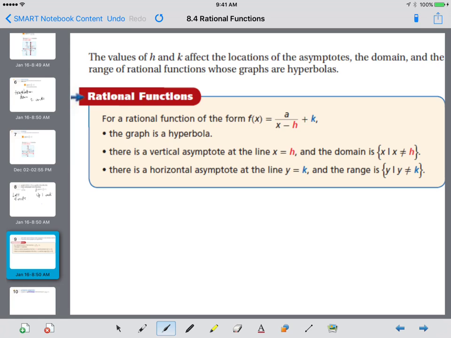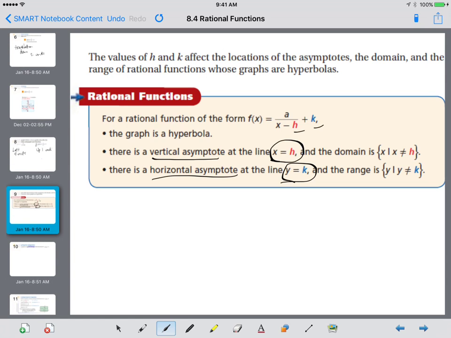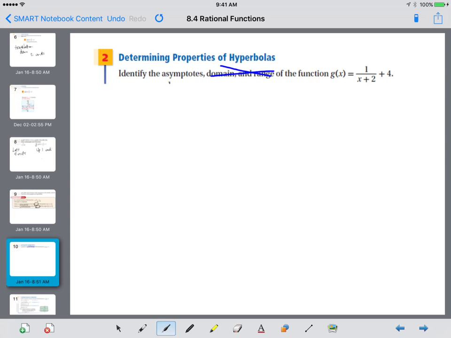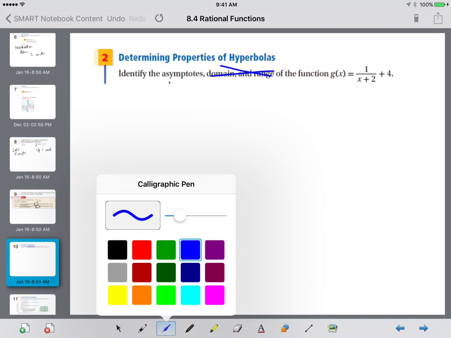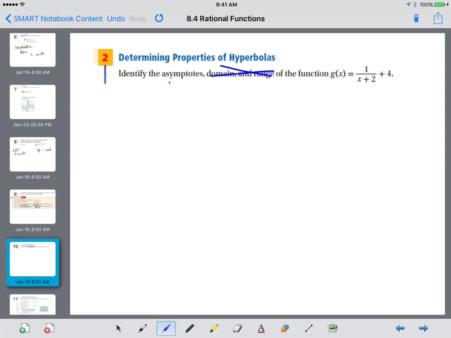Our second idea for today is using h and k to find the vertical asymptote and the horizontal asymptote. That's all we're required to do is to look at h and k again. The vertical asymptote is the line where x equals h. The horizontal asymptote is the line where y equals k. So in your assignment, and in this problem here, it's going to say identify the asymptotes and the domain and range. We are not going to partake in the domain and range. So when you go to your book assignment, if it asks for the domain and range, you can ignore that part of the question.